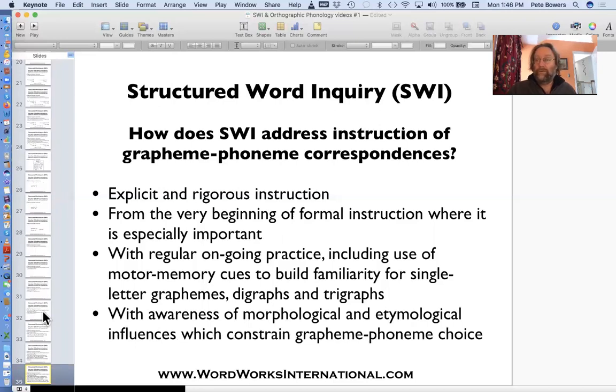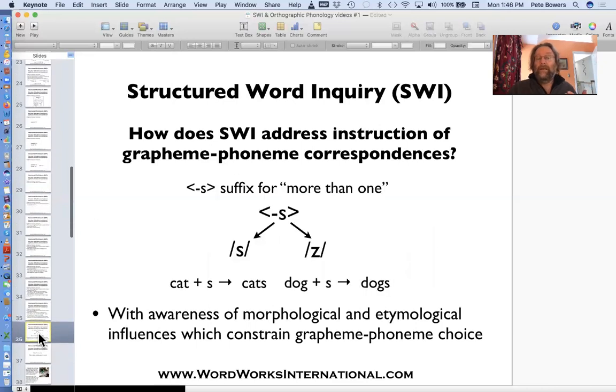constrain phoneme-grapheme choice. So the main example we had in this story was that the S grapheme, when it's a suffix, can write S or Z. And we know that if we say Z, and we're adding that pronunciation at the end of a base or a word to mean more than one, we're going to always use the S, whether it's S or Z. So it's planting another seed that's so important.